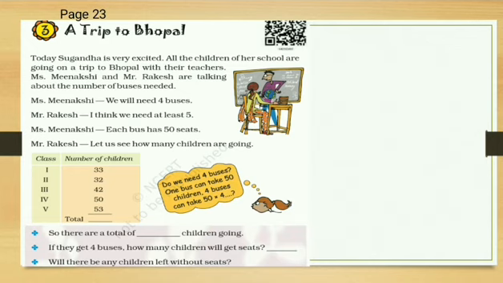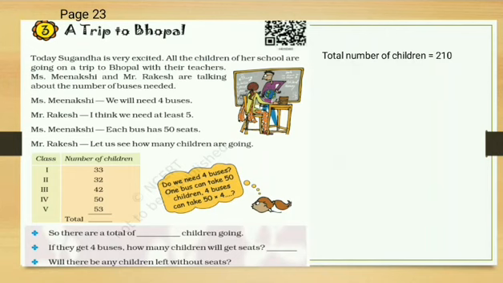This table which is given here tells you how many children of class 1, class 2, class 3 are going. So to find how many in total go, we are going to add this, isn't it? When we add, we get the total number of children as 210. Now we are going to find how many children can be seated in 4 buses.